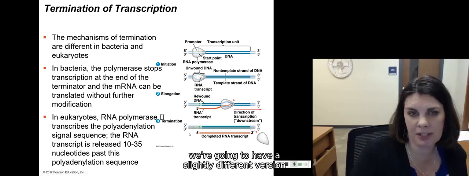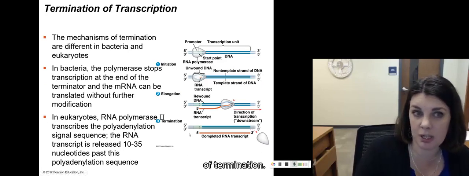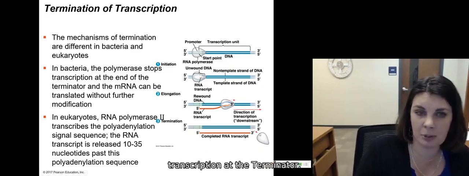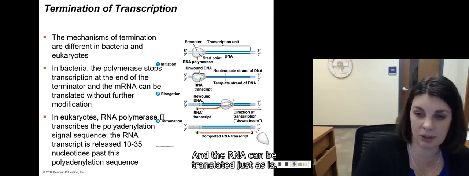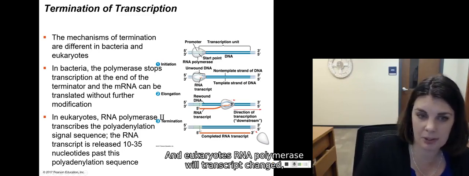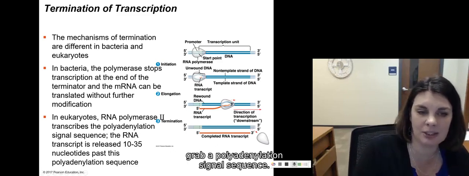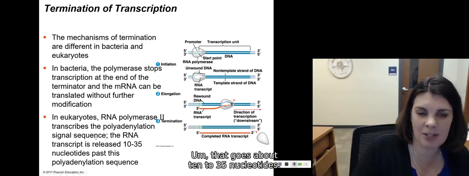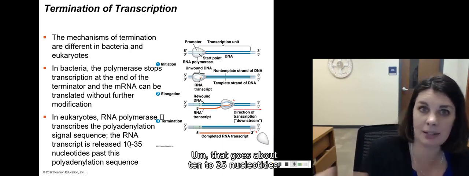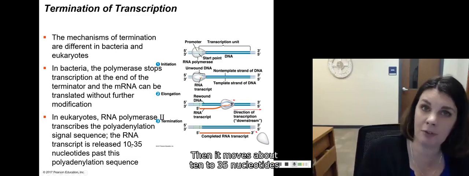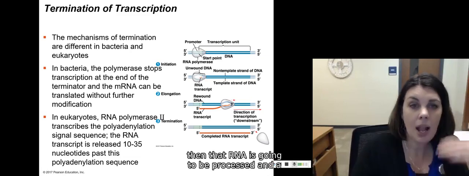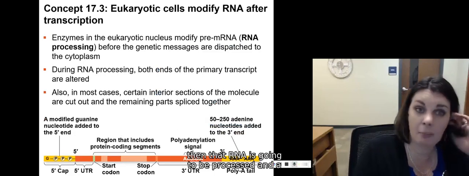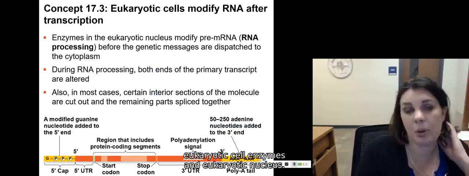When we're talking about bacteria or eukaryotes, we're going to have a slightly different version of termination. In bacteria, the polymerase stops transcription at the terminator, and the RNA can be translated just as is. In eukaryotes, RNA polymerase will transcribe a polyadenylation signal sequence that goes about 10 to 35 nucleotides. Then it moves about 10 to 35 nucleotides past that sequence when it lets go of everything. And then that RNA is going to be processed in a eukaryotic cell.